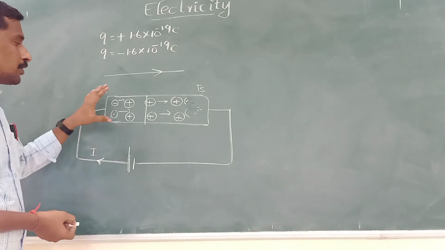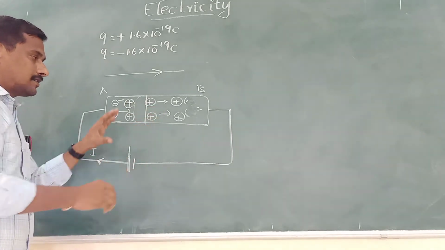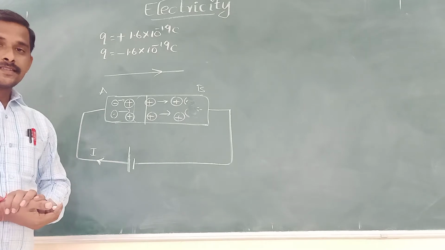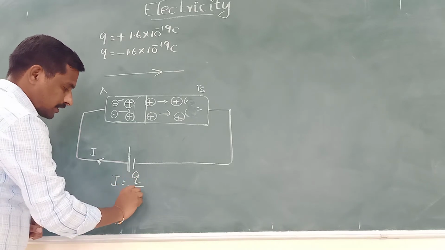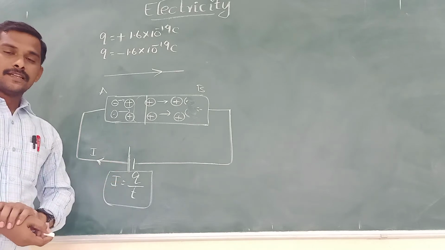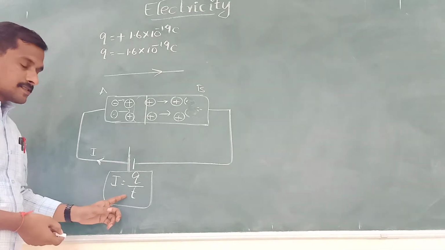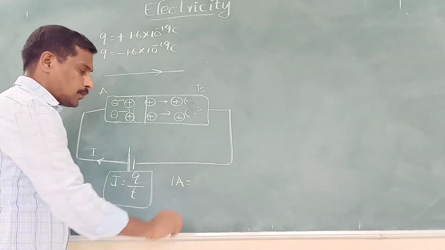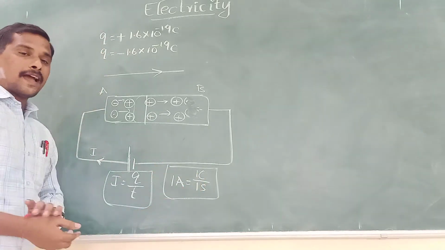Then the amount of charge passing through a unit area, in 1 second or in a particular unit of time, we call the current. What is the current? The amount of charge per unit time is called the current. The SI unit of current is ampere. The SI unit of charge is coulomb, and the SI unit of time is second. So how do we define 1 ampere of current? If 1 coulomb of charge passes through in 1 second, we call it 1 ampere.